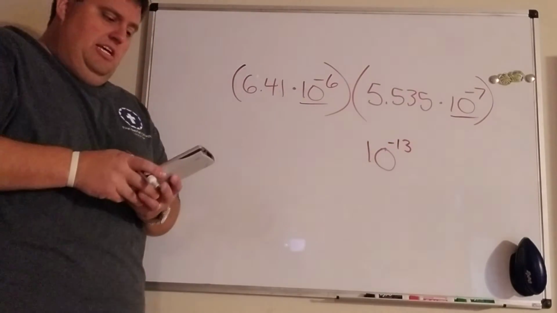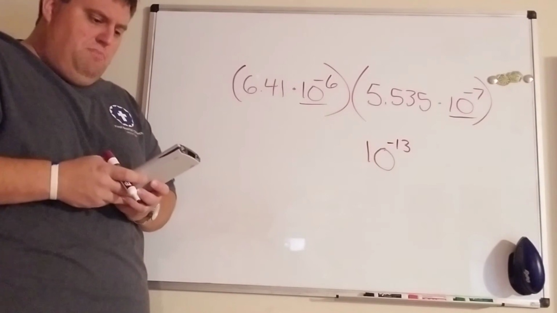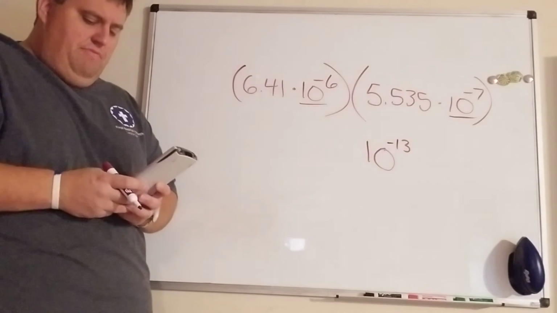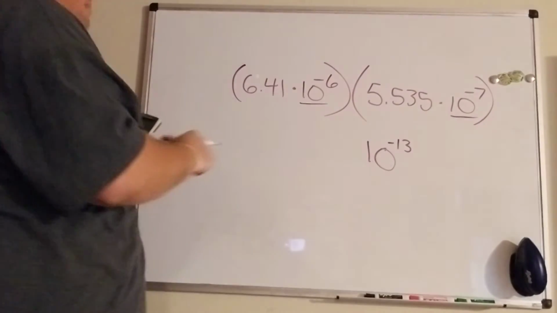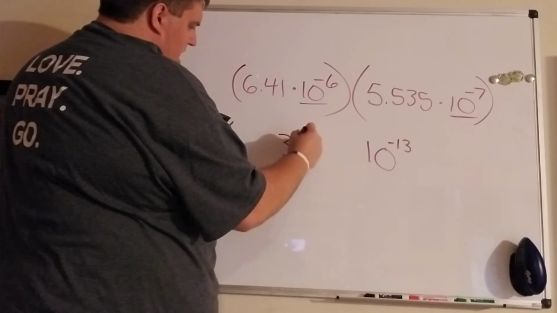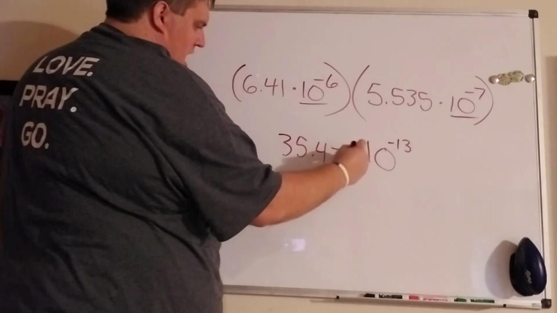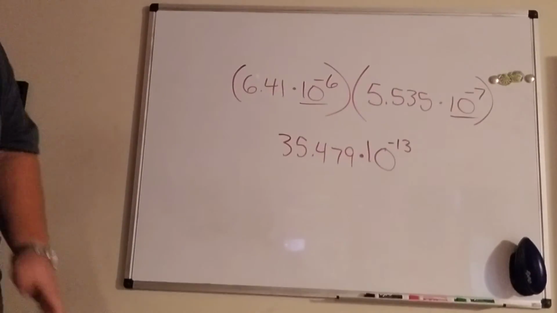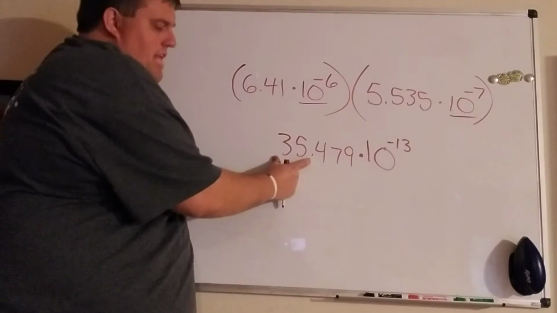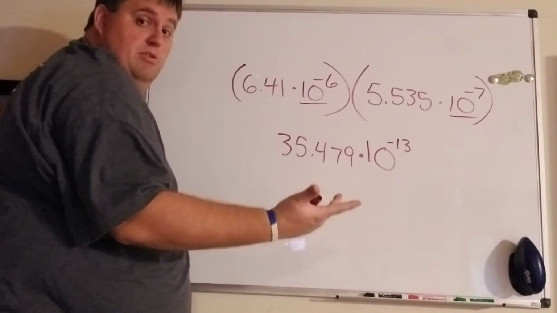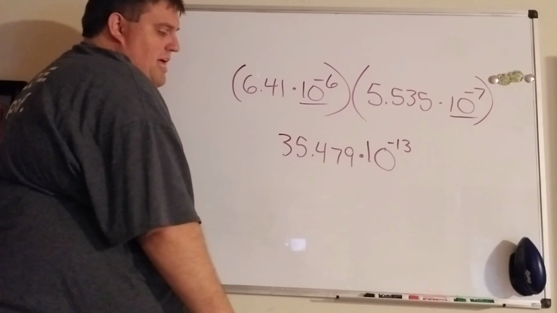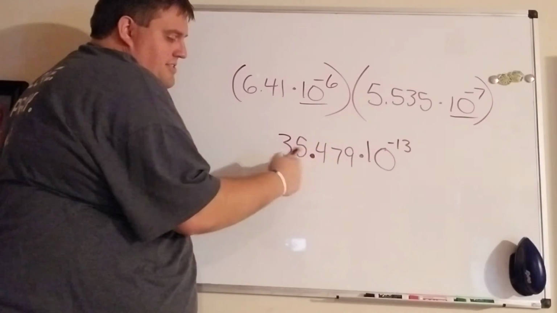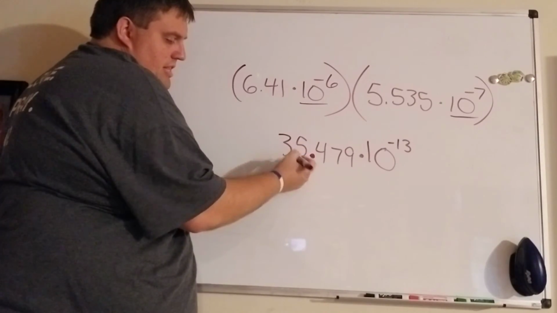Numbers out in front. We multiply them because it's a multiplication problem. So 6.41 times 5.535 is going to give me 35.479 times 10 to the negative 13th. But again, notice this time, now we have 2 digits in front of the decimal. Oh no, just like before when we had 0 digits, now we have 2. So it can't go there either. It has to go after the first number, right there.